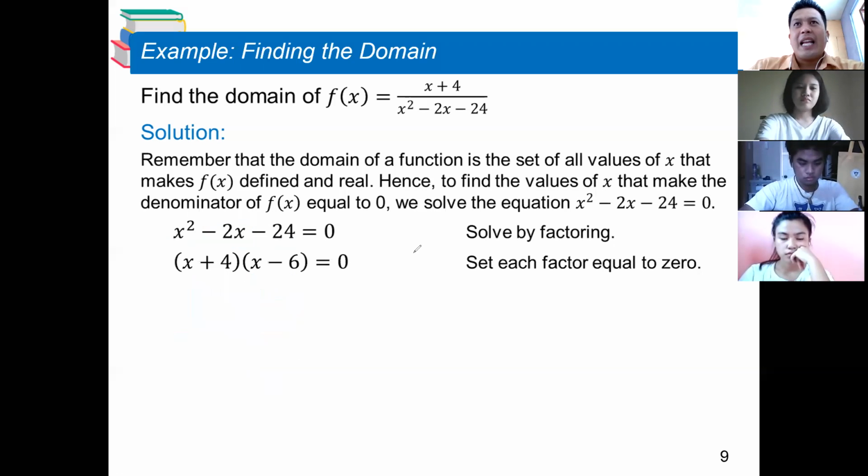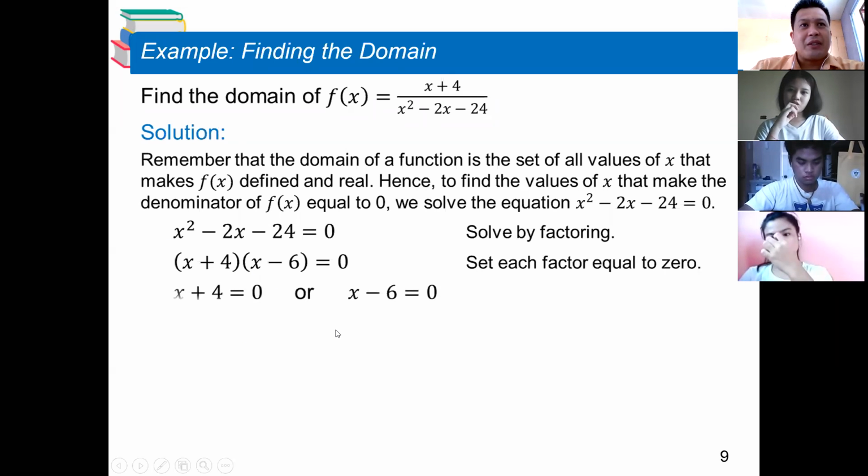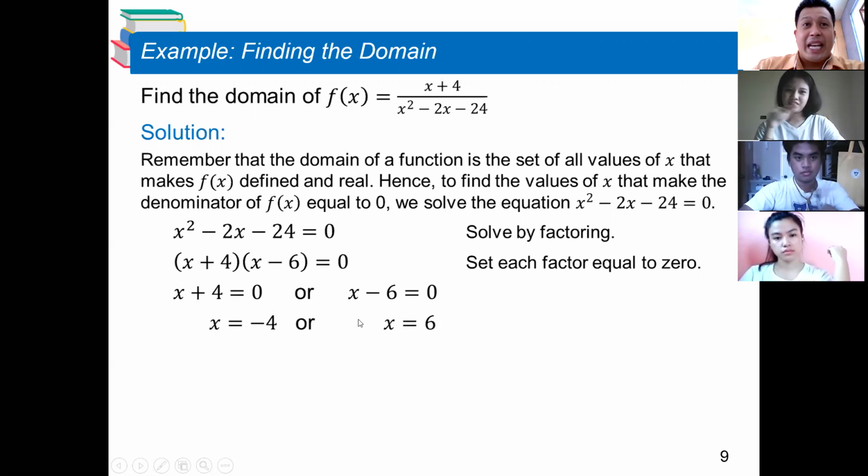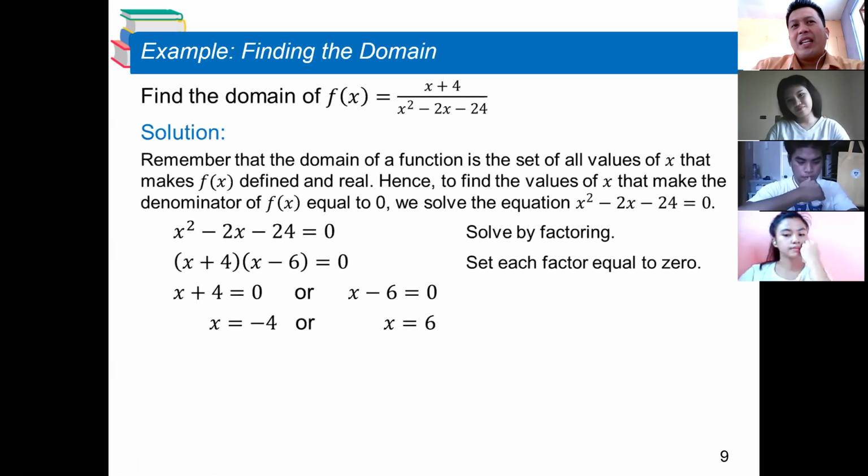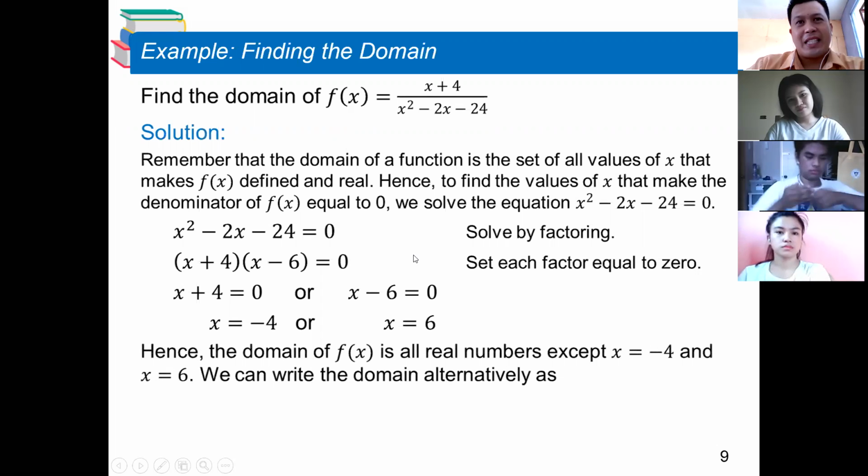So much for that. Let's now equate the first factor, x plus 4, to 0, and the second factor, x minus 6, to 0. Then the values of your x would be negative 4 and 6. So you have now the restrictions of your domain. We can now express that in set builder notation.